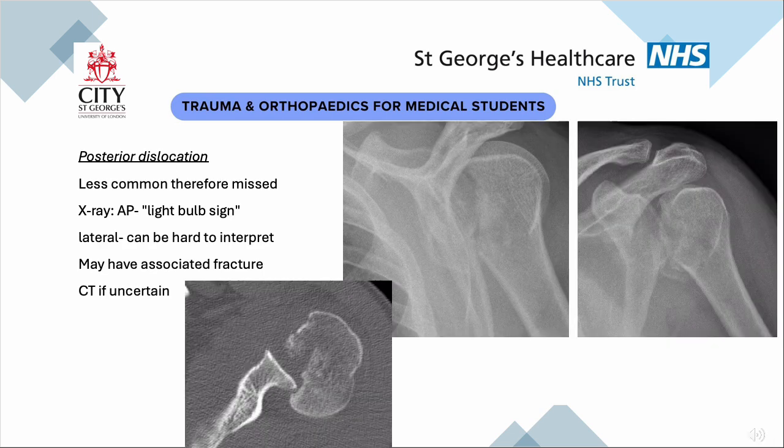As I mentioned, the posterior dislocations are less common and they can be missed. Clinically, the patient will have no external rotation at all, and on X-ray there may be this light bulb sign due to internal rotation of the shoulder, but it can be quite difficult to see, and the lateral can be very difficult to interpret. So a CT scan if you're not certain, and if there's any concern, then you definitely need a CT scan because there may be a fracture.